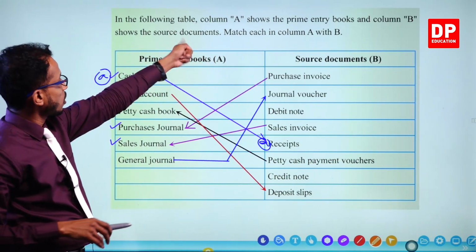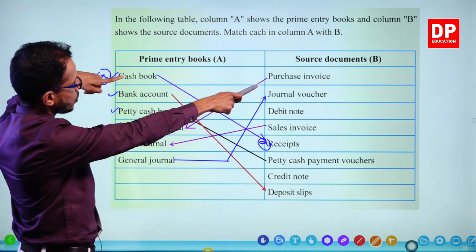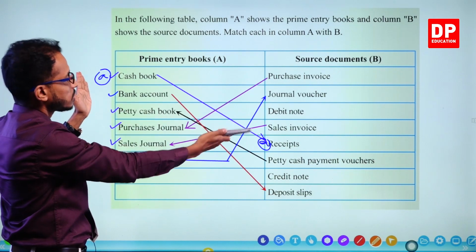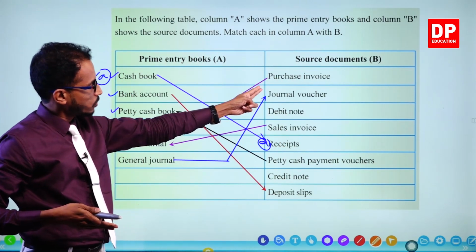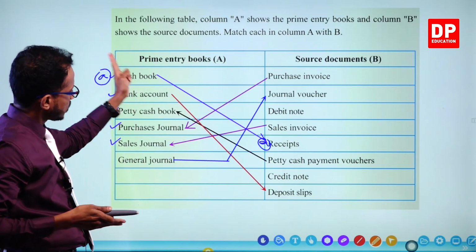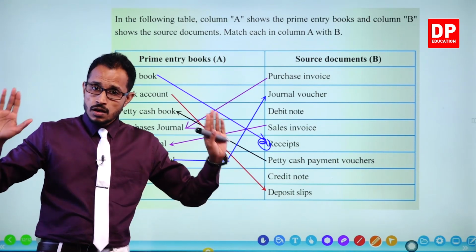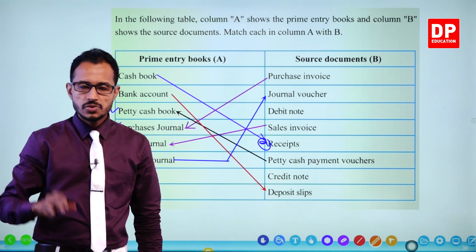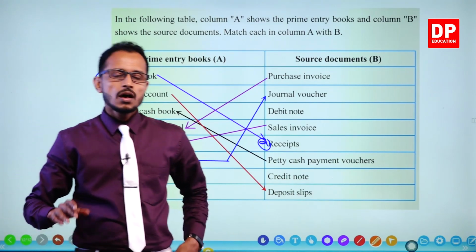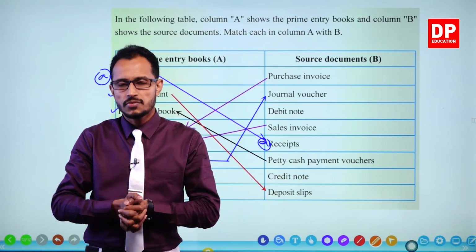All right, so column A shows prime books and column B shows source documents. We matched the relevant source documents with the relevant prime entry books. Okay, are we done? Children, we are done with the lesson. I hope you got these points and you understood everything properly.